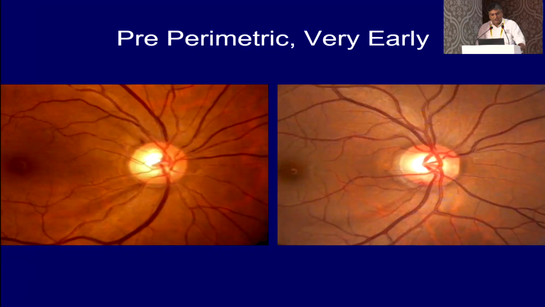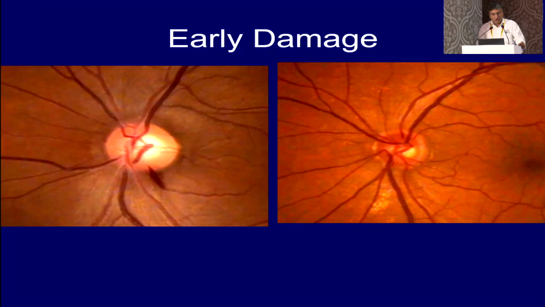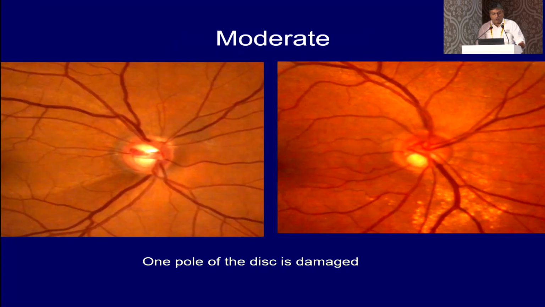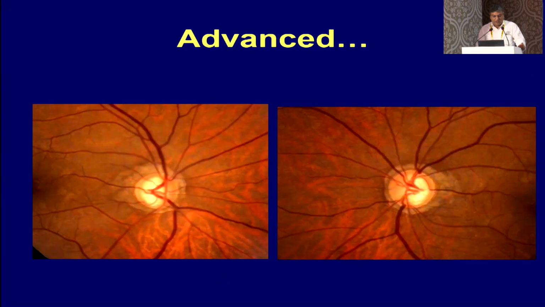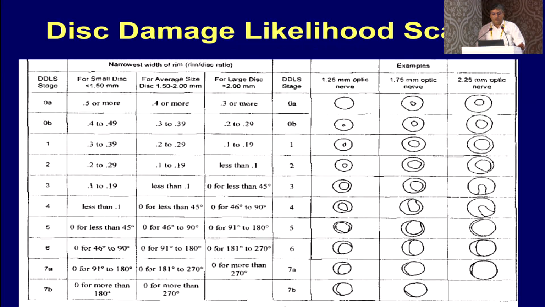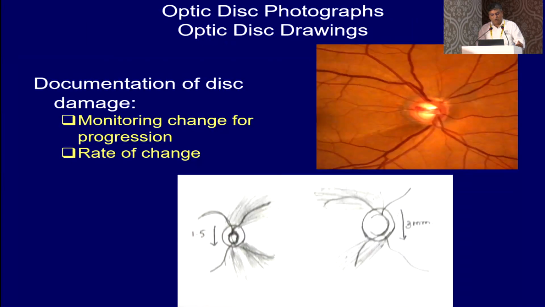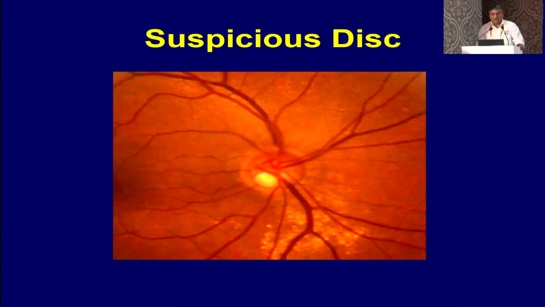While examining the optic disc, there are a few optic disc photographs which show early damage of glaucoma, in which there can be optic disc hemorrhage. There can be one pole of the disc which is damaged. Two poles can be affected. In this the cup will be advanced. In advanced disease, there is a higher CD ratio. So we can assess this on the disc damage likelihood scale by drawing disc diagrams or by taking serial fundus photographs.